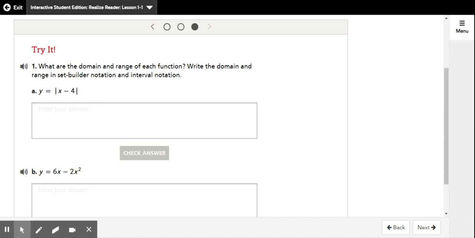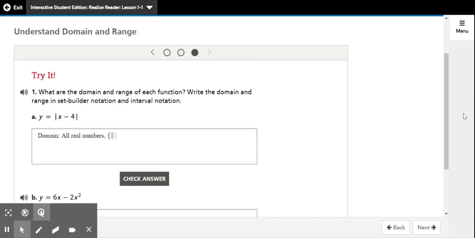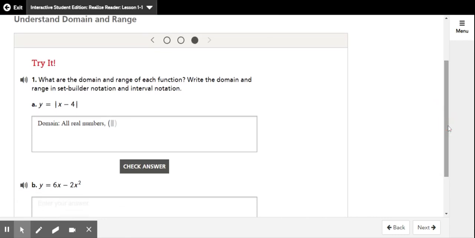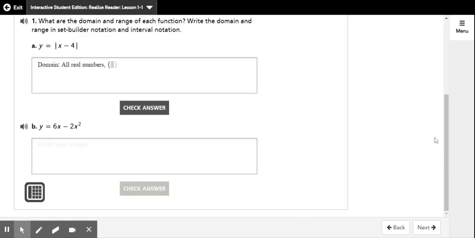So I'm not going to get too complicated here. I'm just going to type it in this way. Domain is all real numbers. In set builder notation, use parentheses. And then I need to use the infinity symbols. This, I'm not sure what that is.